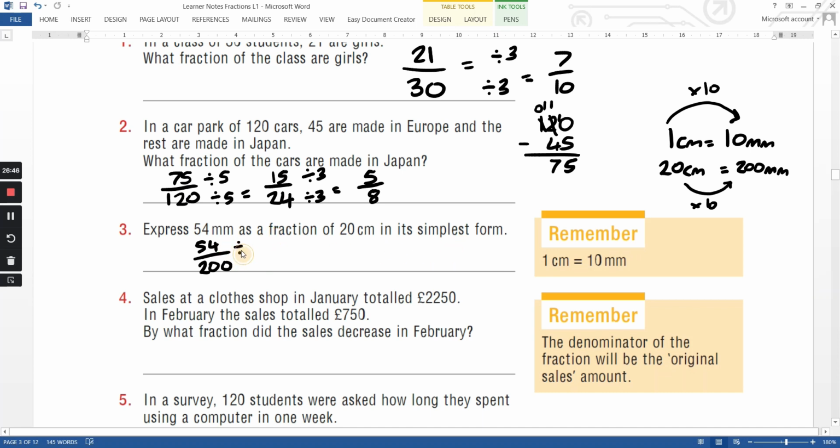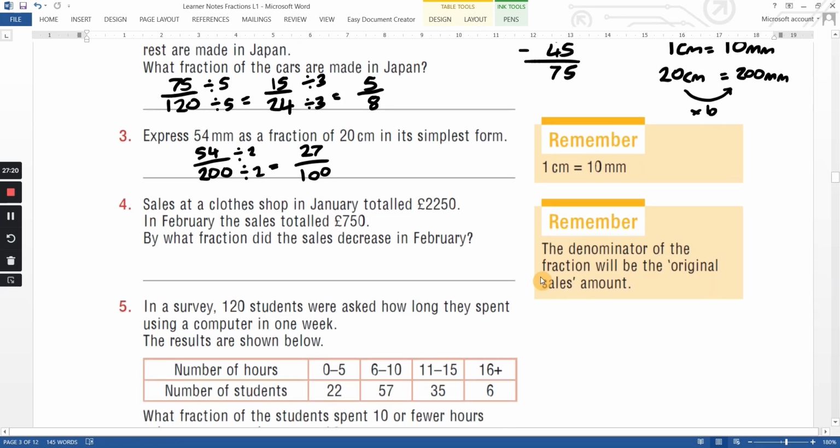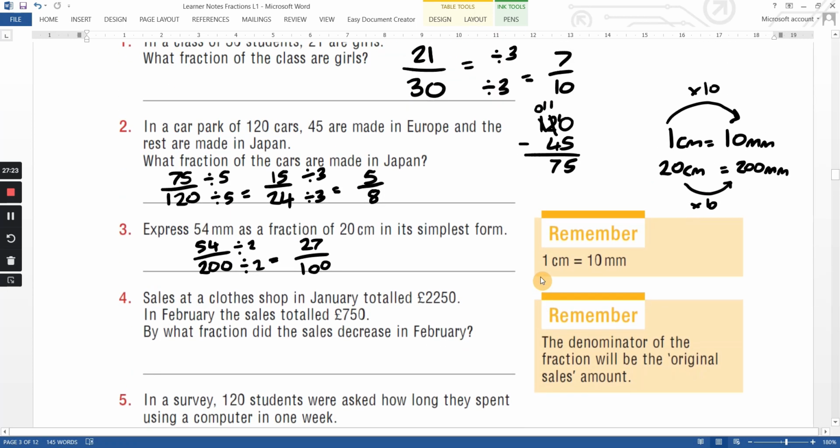Let's halve it first because I'm not too sure myself. 27 for the top, 100 for the bottom. I think that's it. I can't simplify any more. There's no other number that goes into both of these apart from 1, obviously. I can't do 3 because 3 doesn't go into 100. Can't do 9 because it doesn't go into 100. So this is my final answer. I can't simplify any more. And that's it. Yep, hopefully you guys got the same.